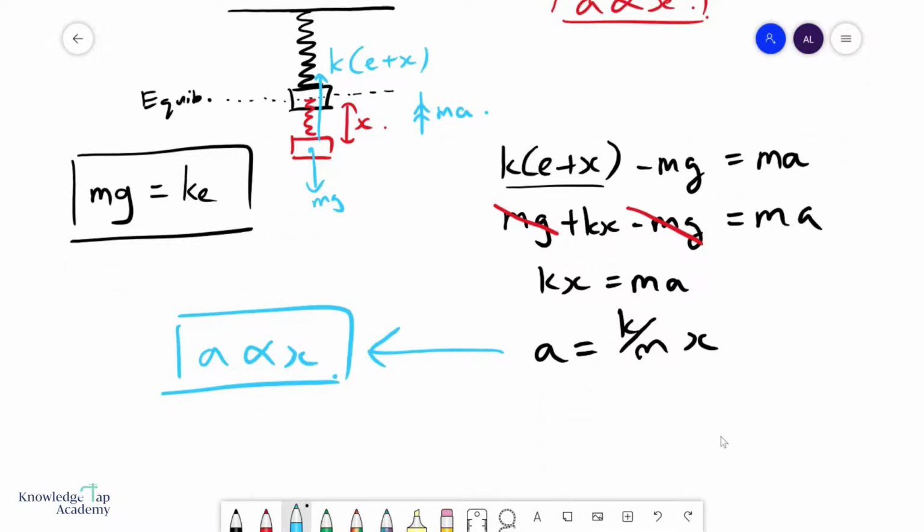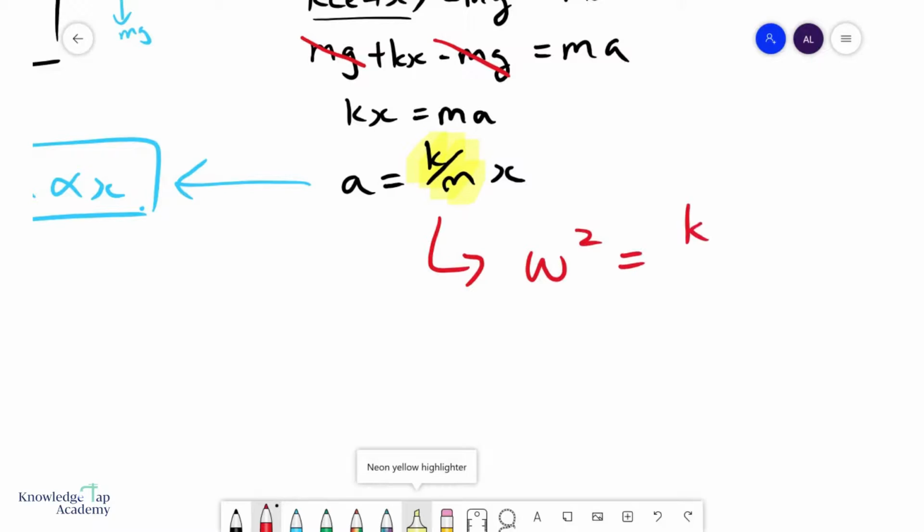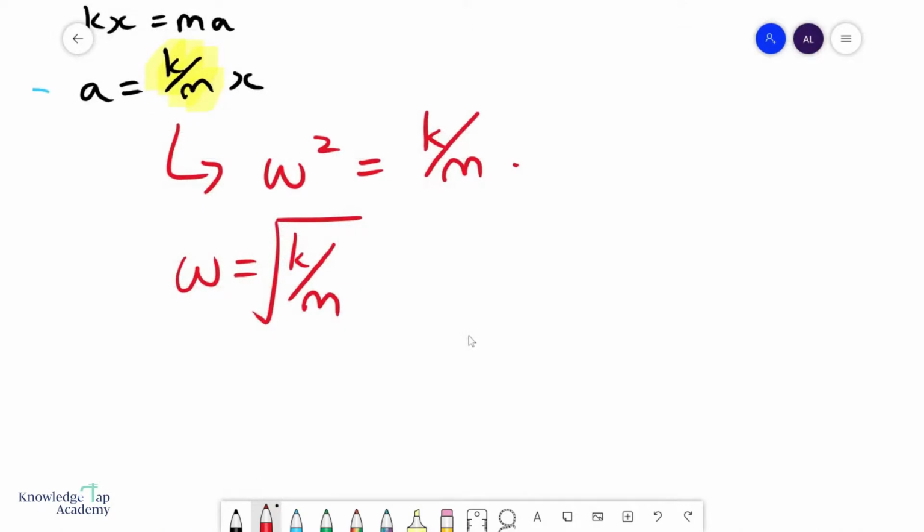Now, I can find something quite cool from this. Basically, when you look at k over m over here, this is of course equal to omega squared. And so we get a very nice relationship here. For spring oscillations, or spring SHMs, omega, their angular frequency, is equal to the square root of k over m. And by making some manipulation, we can also get a very nice expression where the period of a spring SHM is equal to 2 pi square root m over k.